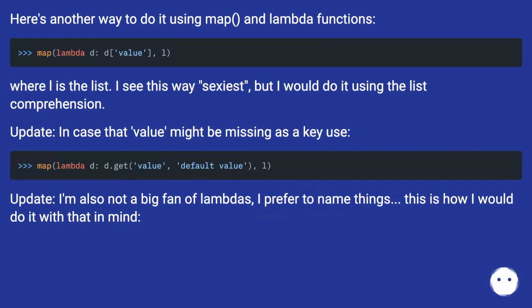Here's another way to do it using map and lambda functions, where L is the list. I see this way as sexiest, but I would do it using the list comprehension. Update, in case that value might be missing as a key, use.